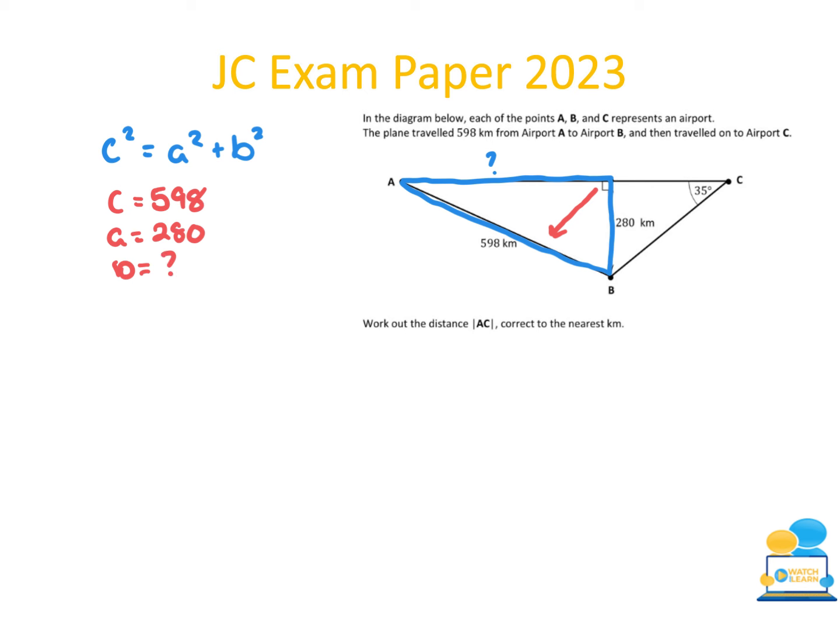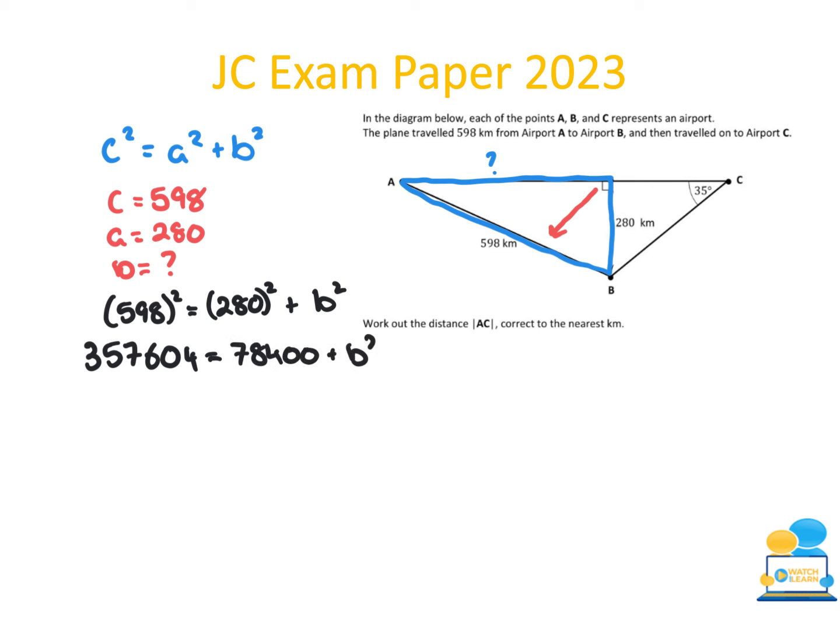So inputting that into my formula, it will give me 598 squared is equal to 280 squared plus b squared, which we don't know yet. Now I'm going to use algebra to get b isolated by itself and work out what the value of that length in my right angle triangle is. So before I start moving things from left to right, I'm going to work out what 598 squared is, which is 357,604. 280 squared is 78,400 plus b squared.